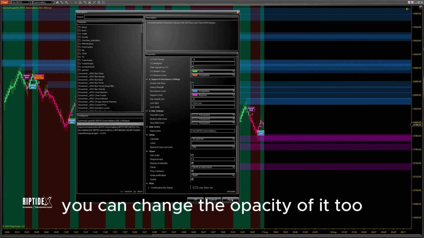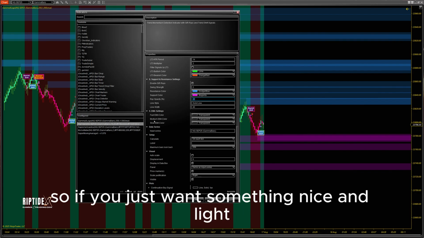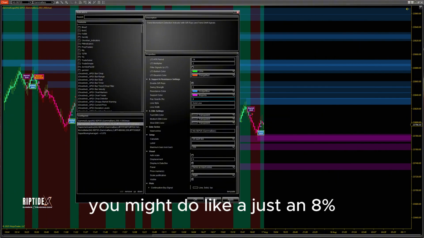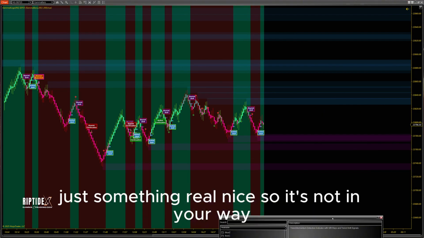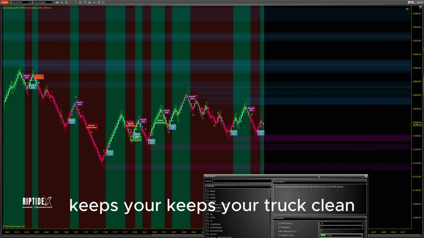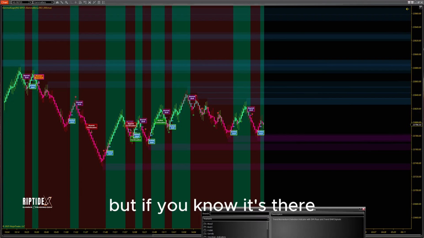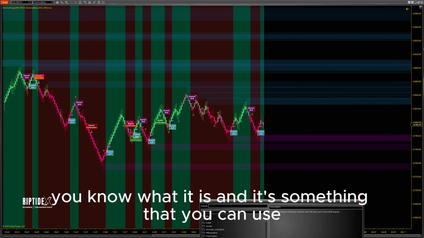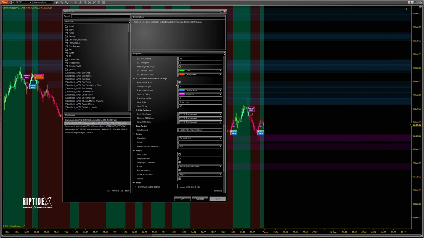You can obviously change the opacity of it too. So if you just want something nice and light, you might do just an 8%, something real nice. So it's not in your way, keeps your chart clean. But if you know it's there, you know what it is, and it's something that you can use.